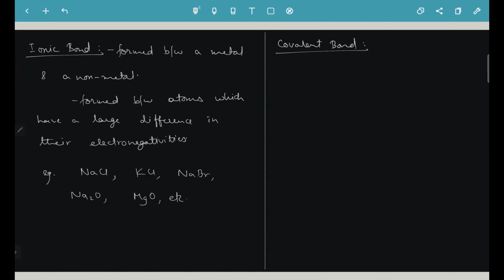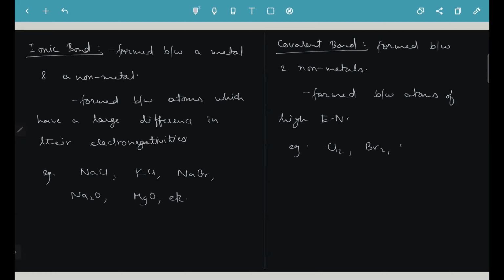Covalent bond is formed between two non-metals. Or we can say that it is formed between atoms of high electronegativity. Examples are Cl2, Br2, BrCl, HCl, etc.